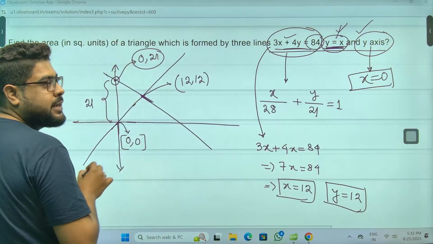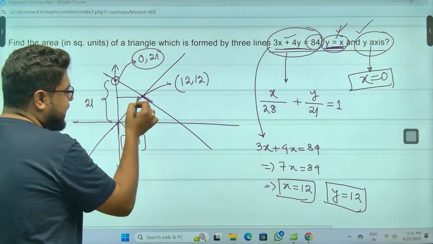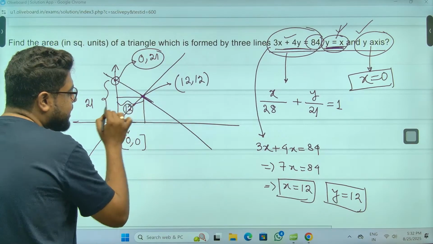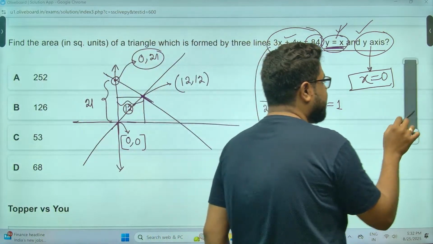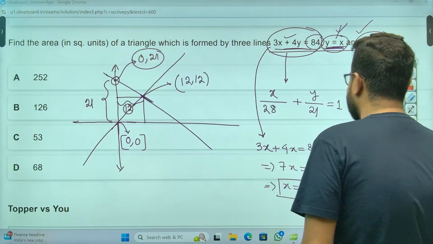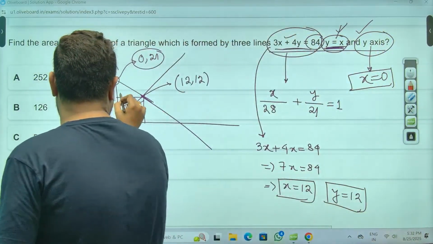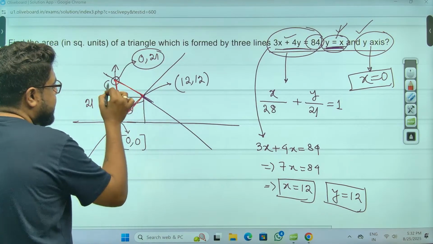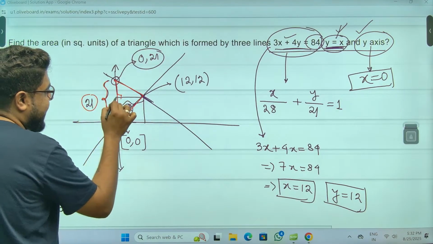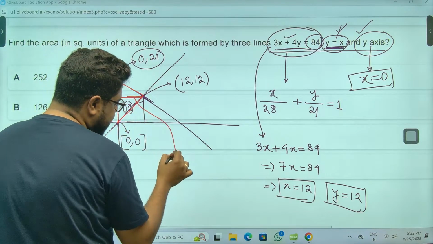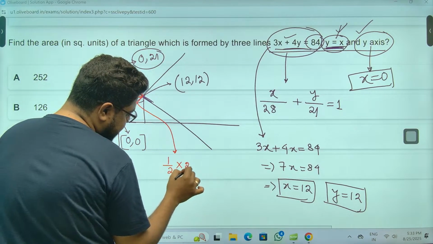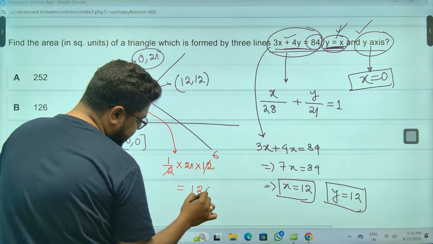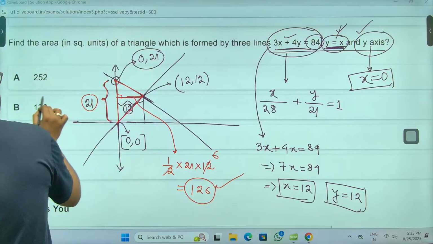Meaning to get to this point, you have to go 12 in this direction and 12 in this direction. So this distance is actually 12, sir. Now you will say, sir, if this is 12, this is now a triangle. Base is 21 and height is 12. Can I get the area? Half into 21 into 12. So this is 6. So 126 will be the answer, sir, which is option number B.